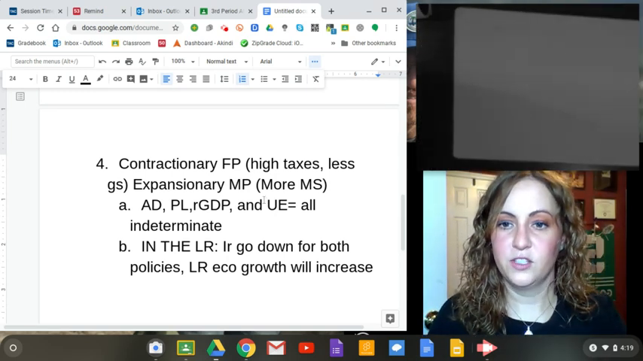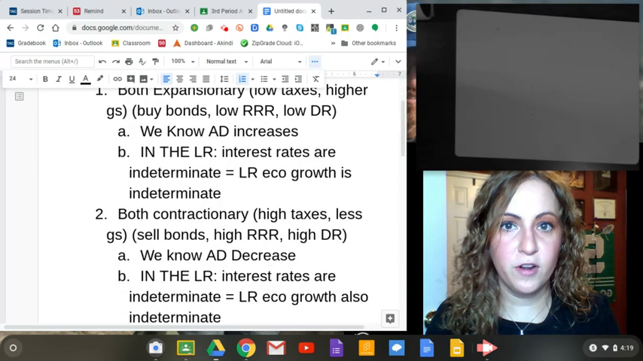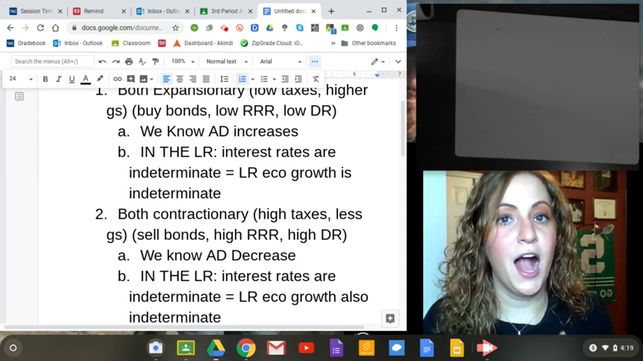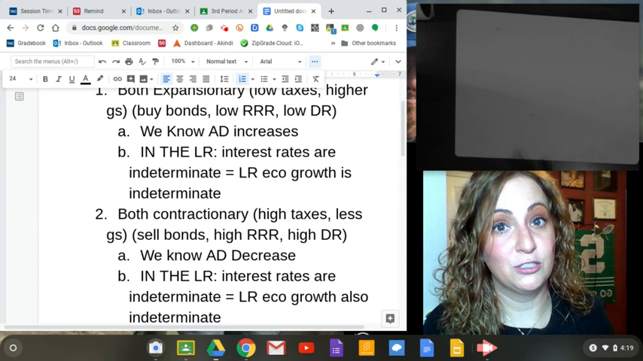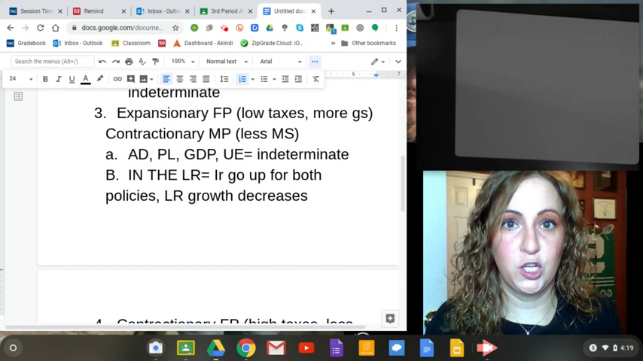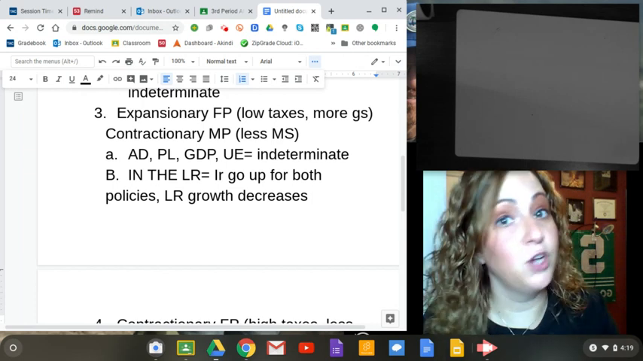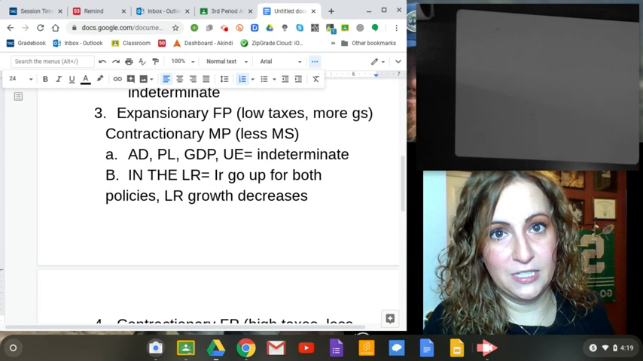Okay, so here is just a little recap. When they both are expansionary or both are contractionary, I know what happens to aggregate demand, but I don't know what happens to interest rates. When one's expansionary and the other one's contractionary, I don't know what happens to aggregate demand, but I do know what happens to interest rates.